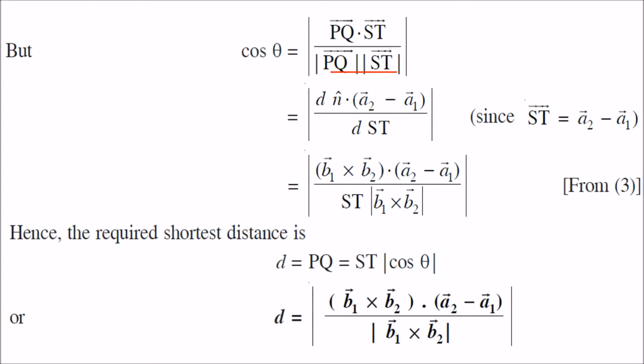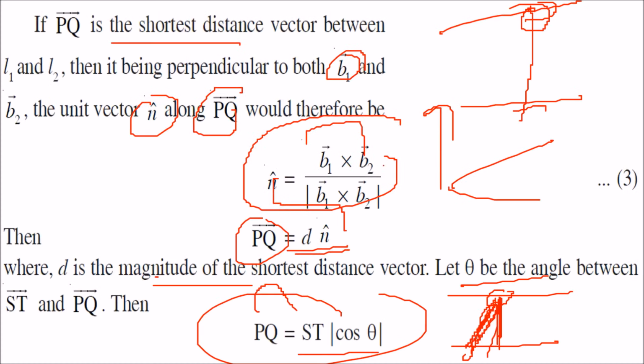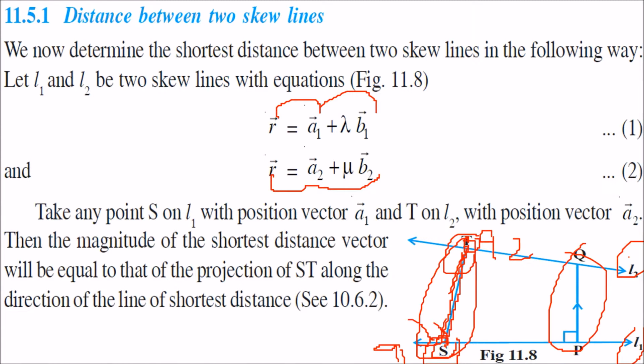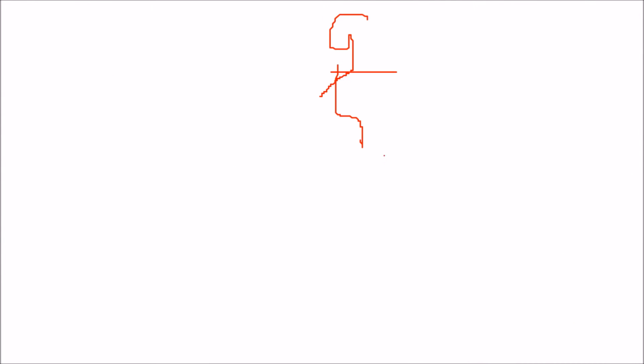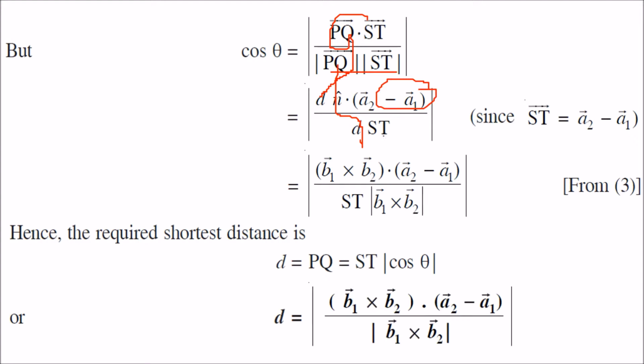But we have just found that this PQ is D into n cap. We can write it here. But what is ST? We took the points as A1 and A2, so ST will be A2 minus A1. Just place it here, A2 minus A1. Right? So what did we get?